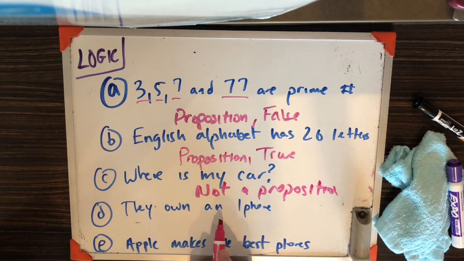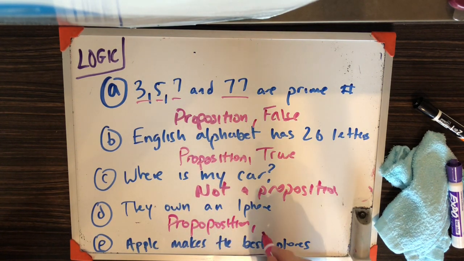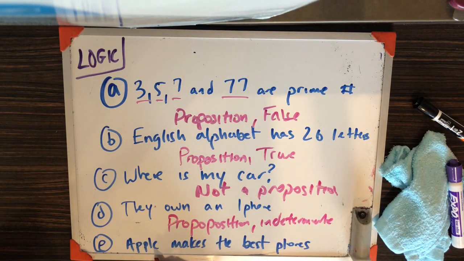They own an iPhone. Well, depends on who you're talking about, right? I might own an iPhone, but you might not. So it is a proposition, but depends on who you're talking about. So this is indeterminate. Okay? And E, Apple makes the best phones. Well, again, that's a matter of opinion. So this is not a proposition.